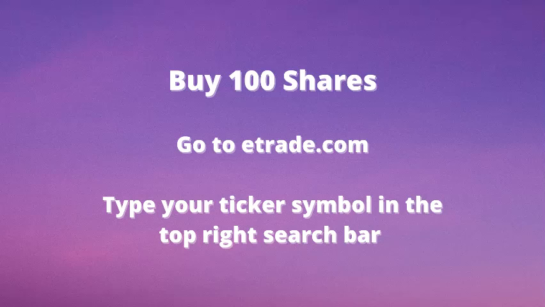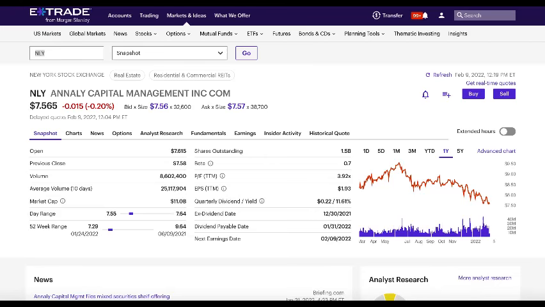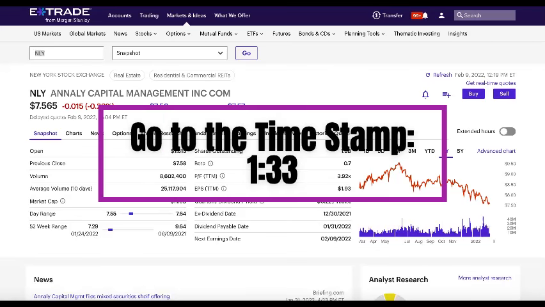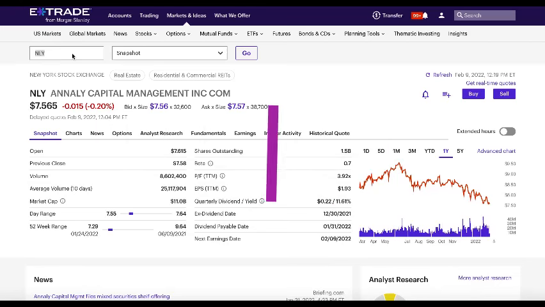Let's go. Step 1. Buy 100 shares of a stock or ETF. Note, you must have at least 100 shares to sell a covered call. If you want to skip right to selling a covered call on eTrade, please use the timestamp that you'll see somewhere here, because you already own 100 shares or know how to do this.